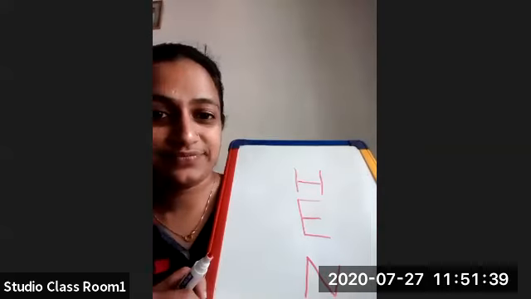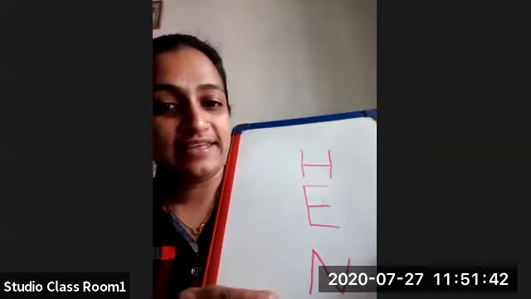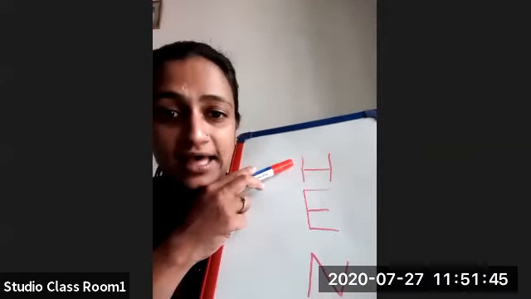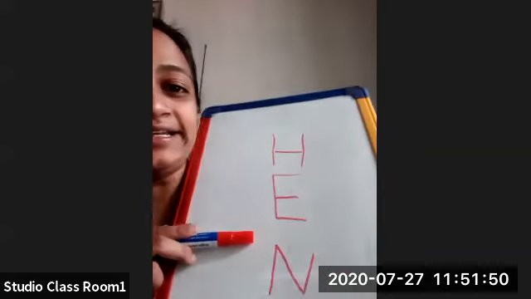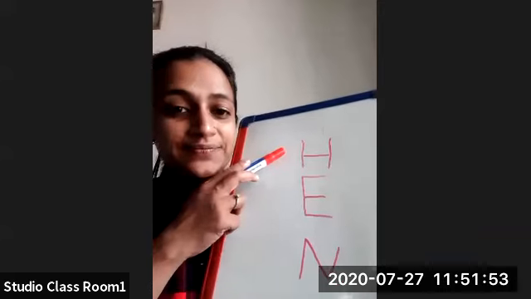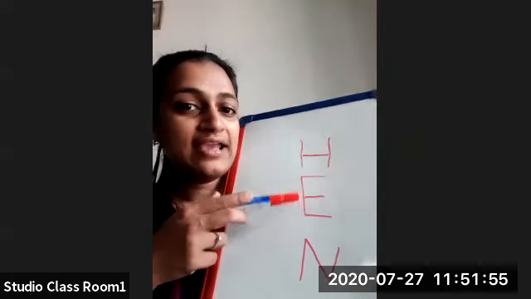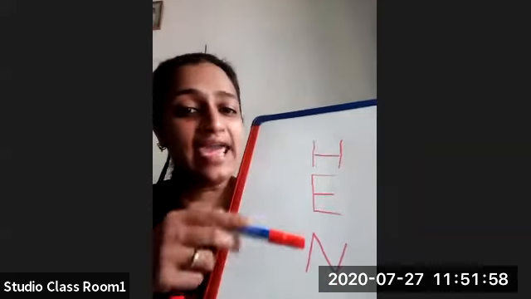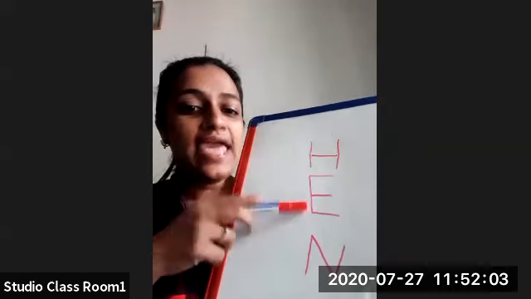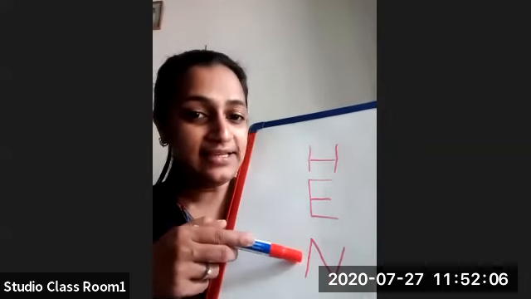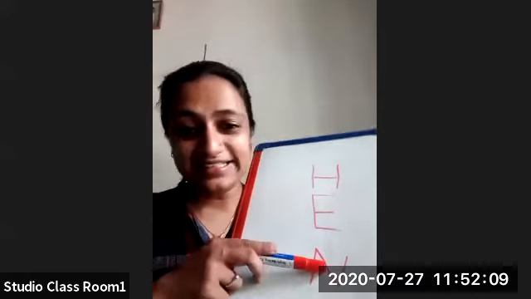Louder. Ha. So we have ha, a, n, hen. Ha, a, n, hen. Ha, a, n, hen. Very good. Now I'm unmuting you all to hear the sound of hen.